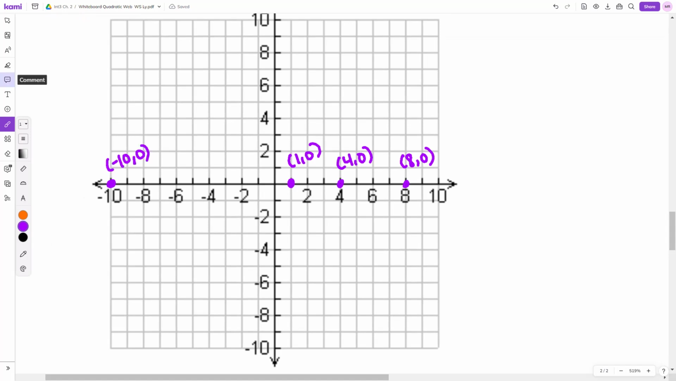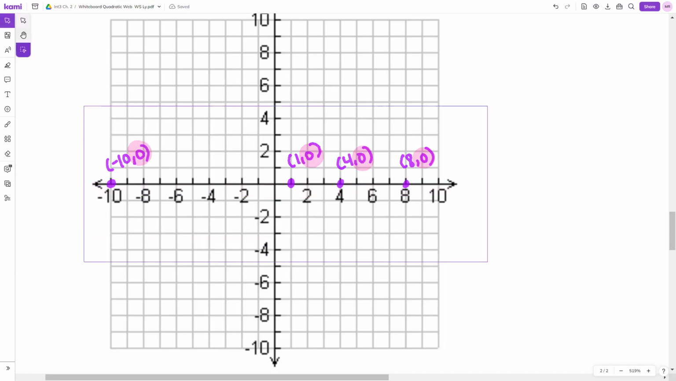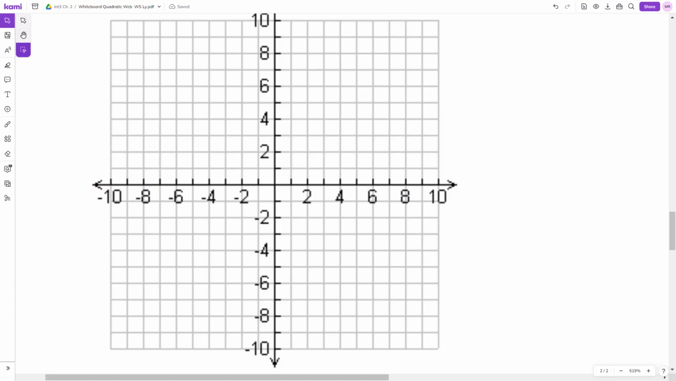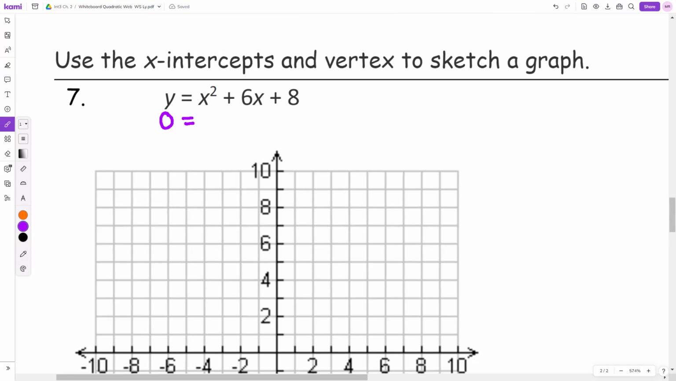So what they all have in common is all of them have a y-coordinate that is 0, because everywhere on this x-axis our y-coordinate is always going to be 0. The reason I'm bringing that up is when I'm trying to find an x-intercept, I really want to know what's going to make my y 0, because I need an output of 0.